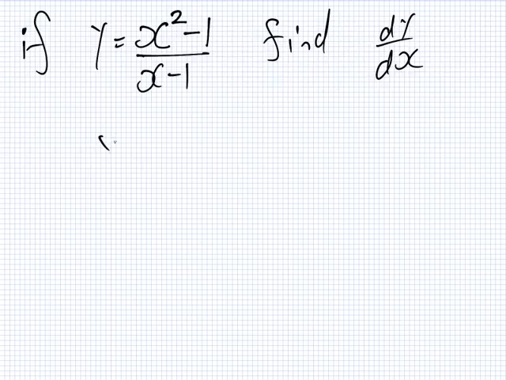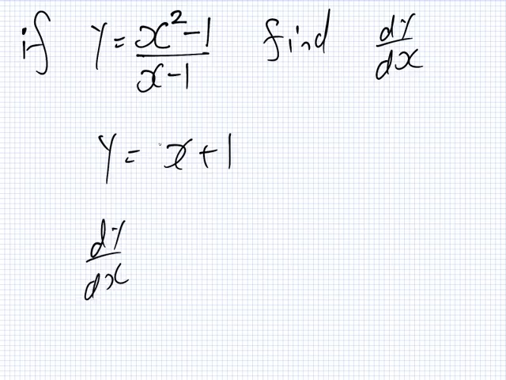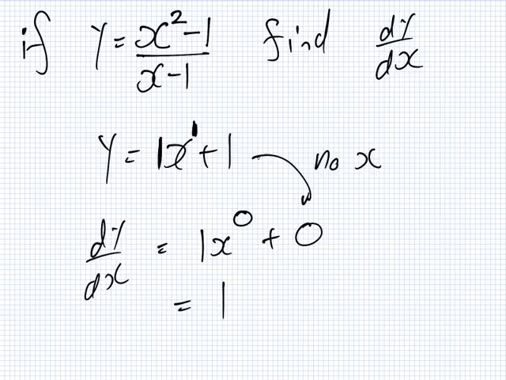So here we got y equals x plus 1. And the derivative, well, if it helps, this is like 1x to the 1, so it'll become 1x to the 0 plus 0, which is 1. Here, there's no x, so it's just 0. Yeah, you have to simplify this first. Okay, let's have a look at another one then.